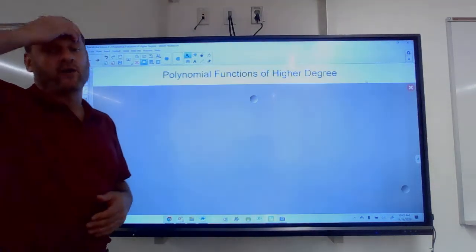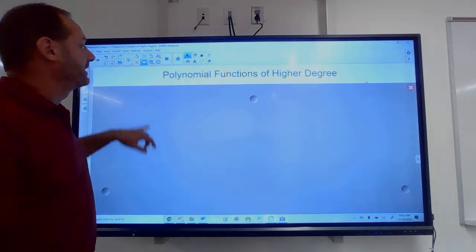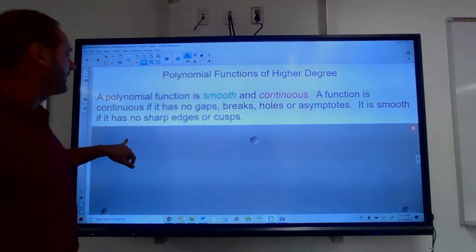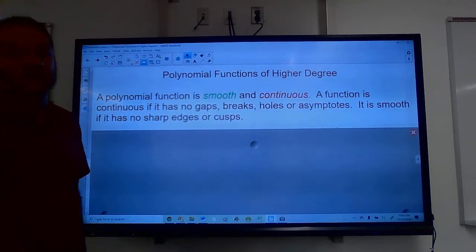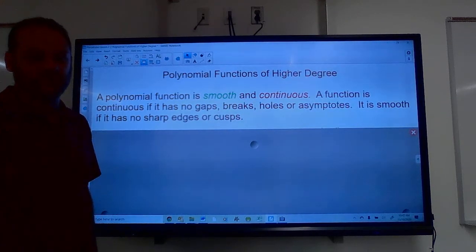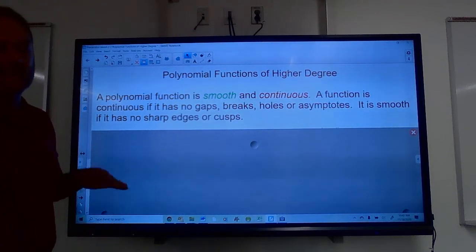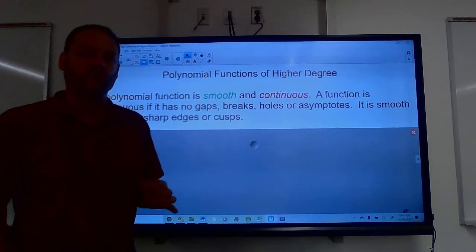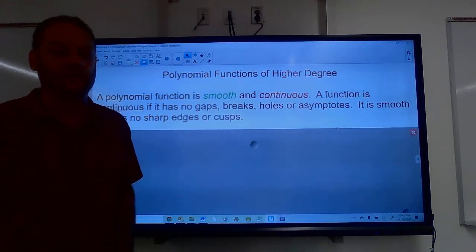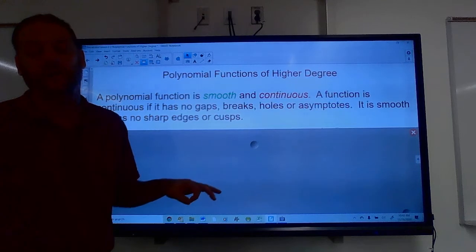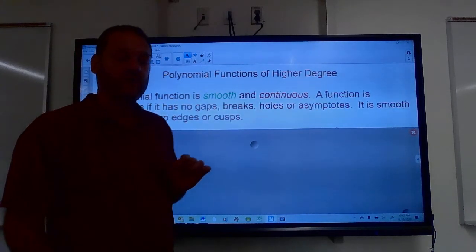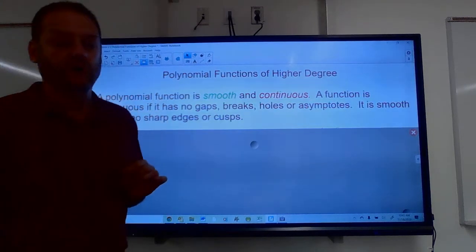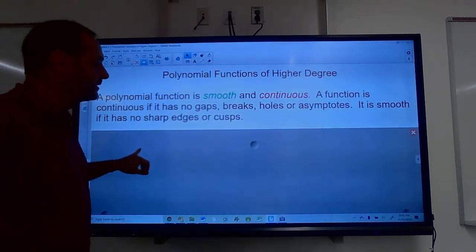Today we're going to talk about polynomial functions of higher degrees. So a polynomial function is smooth and continuous. A function is continuous if it has no gaps, no breaks, no holes, or asymptotes. Basically, it's continuous if you can draw the entire thing without picking up your pencil. It is smooth if it has no sharp edges or cusps.